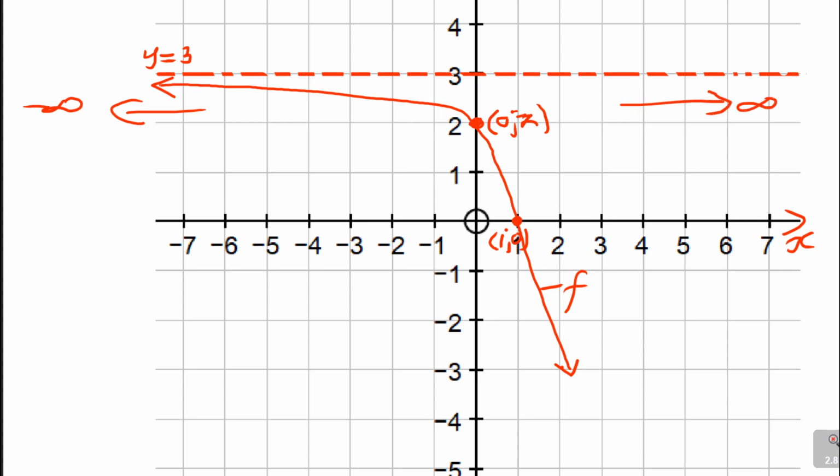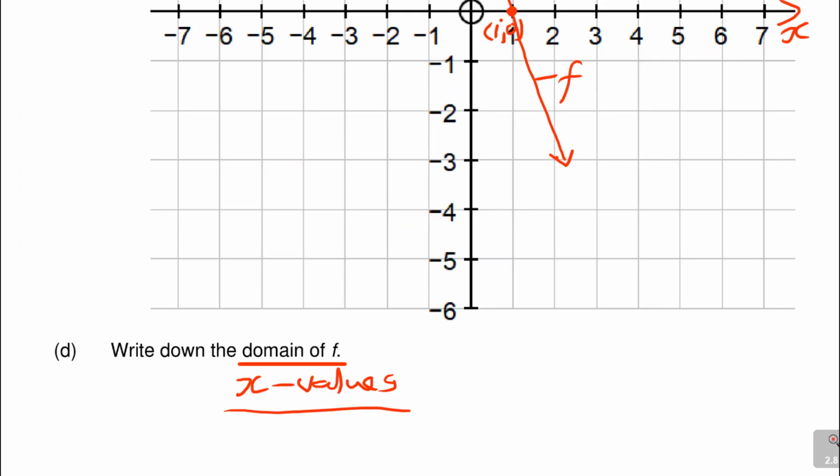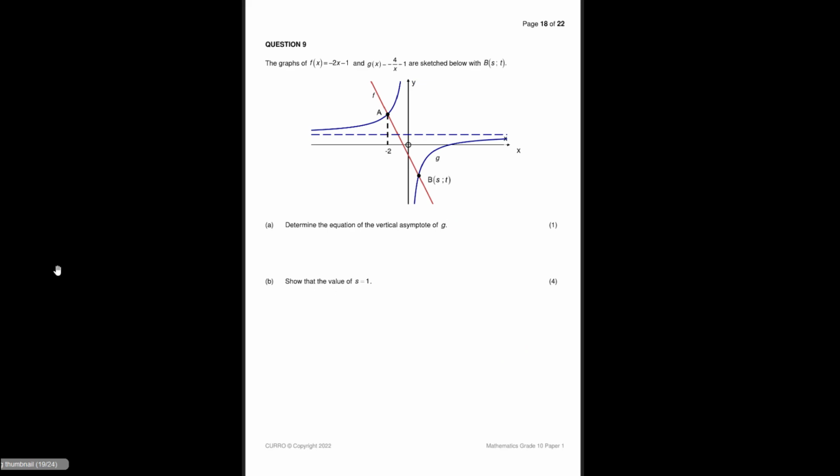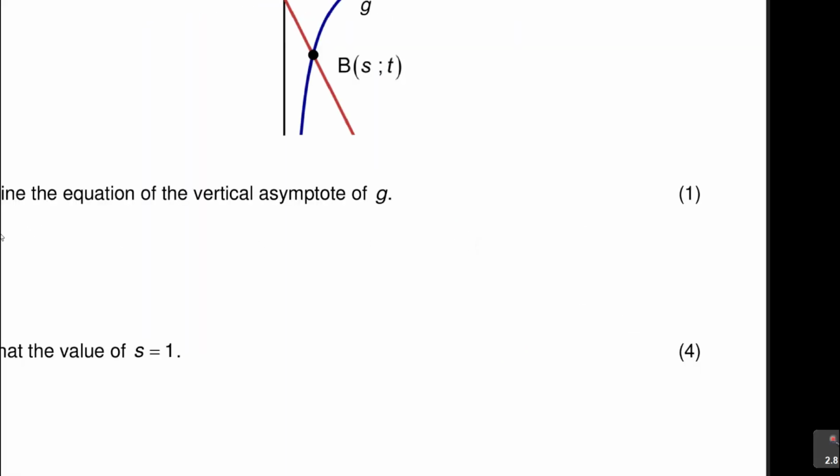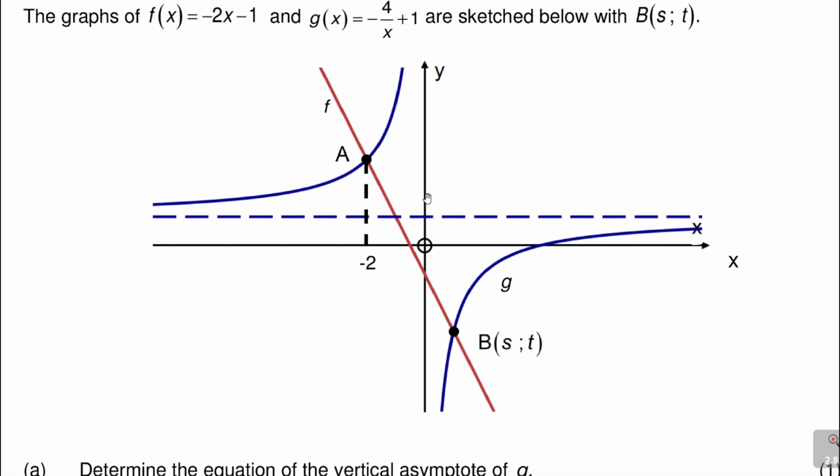So when you write them, you've got two ways of writing. You can just simply say x is an element of real numbers. Or if you want, you can say x is an element of negative infinity to positive infinity. You can leave it like that. Either this one or this one. That would be correct. All right. So let's move on to question number 9. Almost finishing. Just give me a few more minutes.